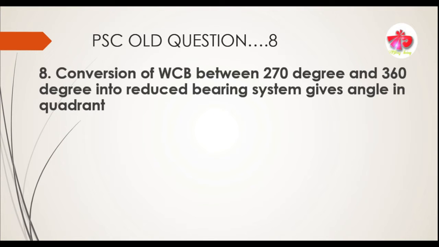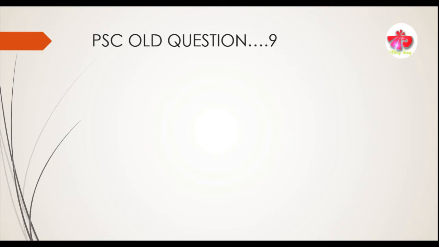Question number 8. Conversion of the WCB between 270 degrees and 360 degrees into reduced bearing system gives angle in quadrant what? Option A, northeast. Option B, southeast. Option C, southwest. And option D, northwest. So friends, this WCB between 270 and 360 degrees would give a reduced bearing in the northwest. Option D.